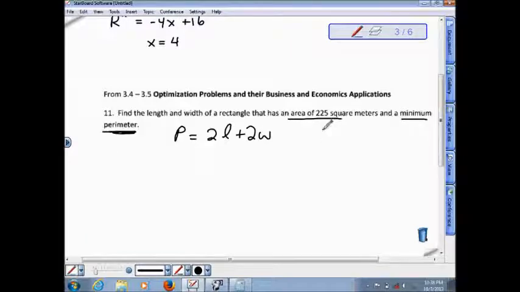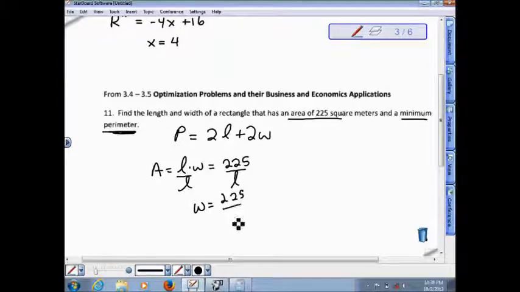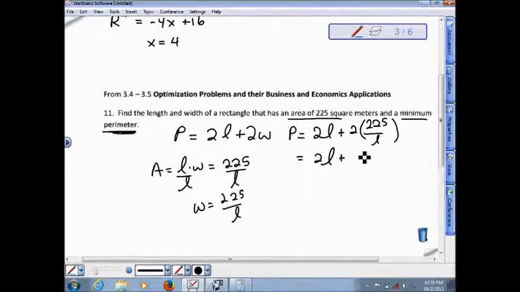We have some information here that the area, which is length times width, is equal to 225 square meters. So if we divide by one of the dimensions, it doesn't matter, we can divide by L on both sides. That yields width in terms of the length. Width is equal to 225 over L, which also means this width right here is equal to 225 over L. So the perimeter function can be written in terms of L, 2L plus 2 times 225 over L, which is 2L plus 550 over L.